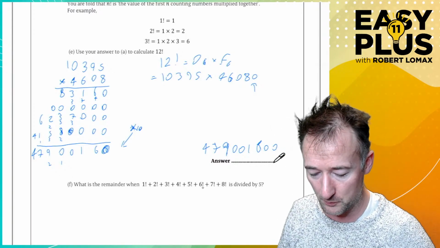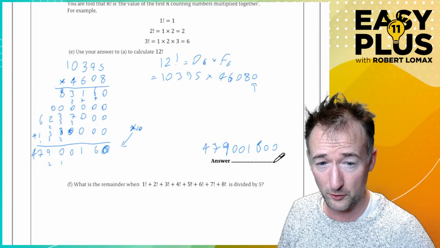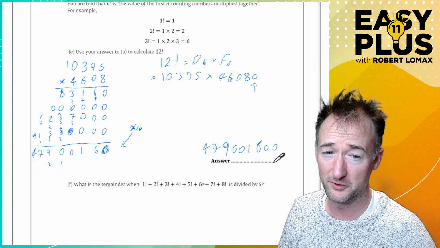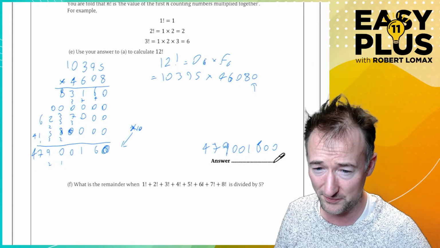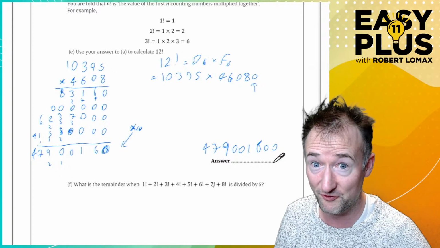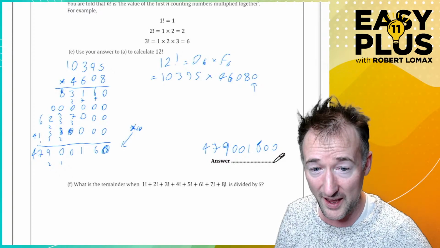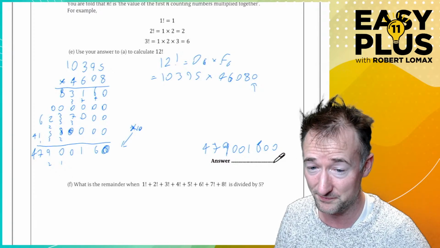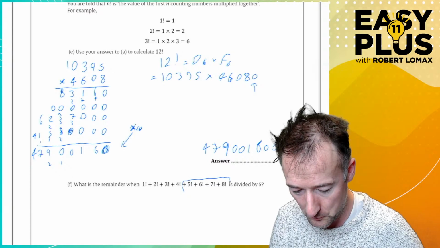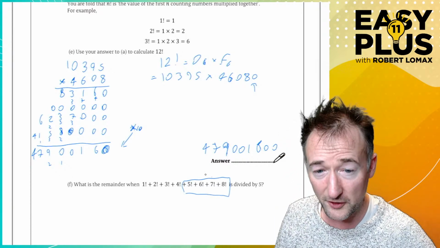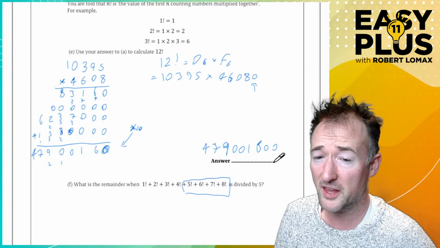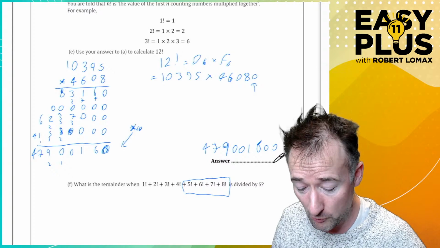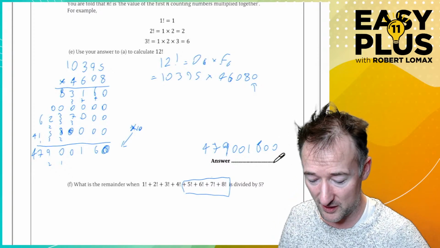6 factorial is going to be, well, let's do it backwards: 5 times 4 times 3 times 2 times 1. 6 factorial is 6 times 5 times 4 times 3 times 2 times 1. 7 factorial is 7 times 6 times 5 times blah, blah, blah. 8 factorial is 8 times 7 times 6 times 5 times 4 times 3 times 2 times 1. So all of these from here upwards are multiplied by 5, so they're not going to have any remainder when divided by 5. So they are irrelevant to our calculation.